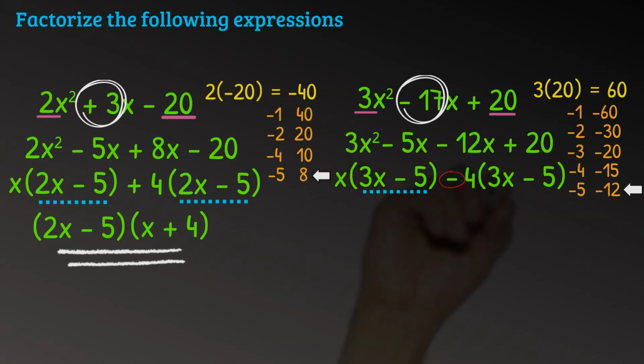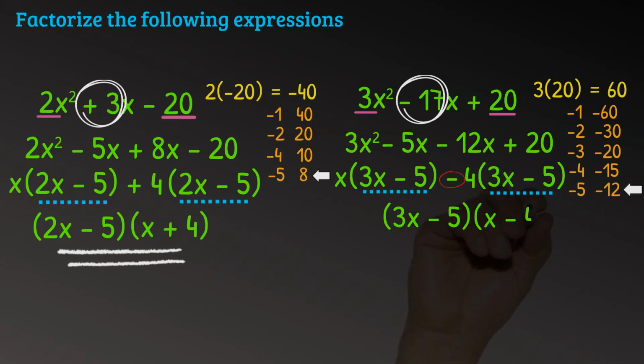Then we need to check that these two brackets are the same, which they are. So the first bracket of our solution is 3x minus 5. And as you can see above, we have multiplied that bracket by x and by minus 4. So the second bracket is x minus 4.